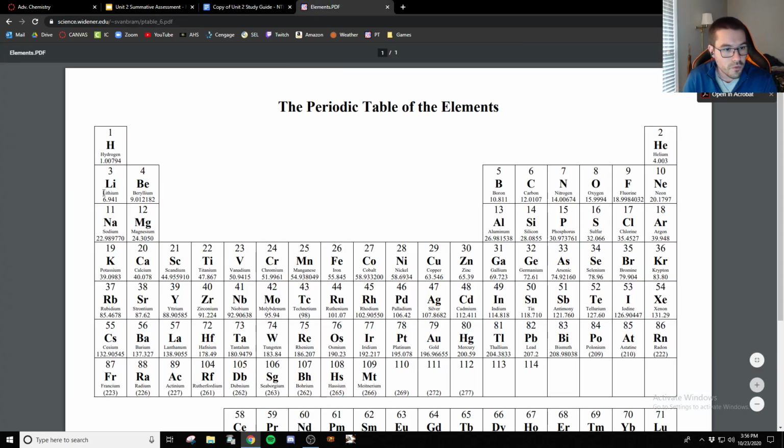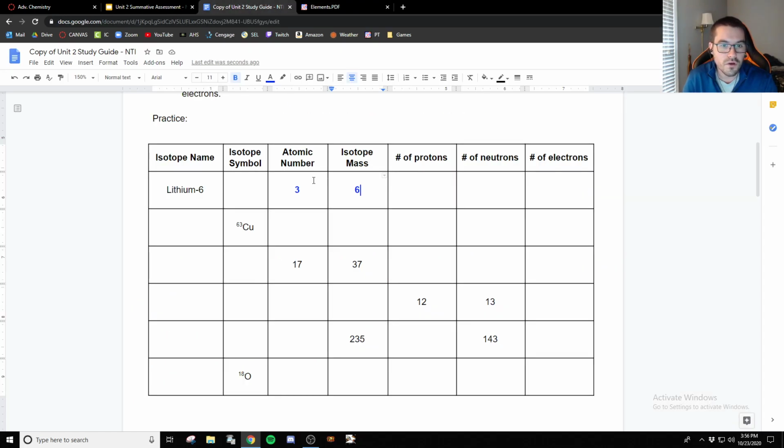Okay, so even though lithium's average atomic mass is 6.941, which would maybe round up to 7, that is not the value that we're going to use here for these specific isotopes. These are for specific versions of lithium, okay? And so that mass number is included in the name and the nuclear symbol for the isotope.